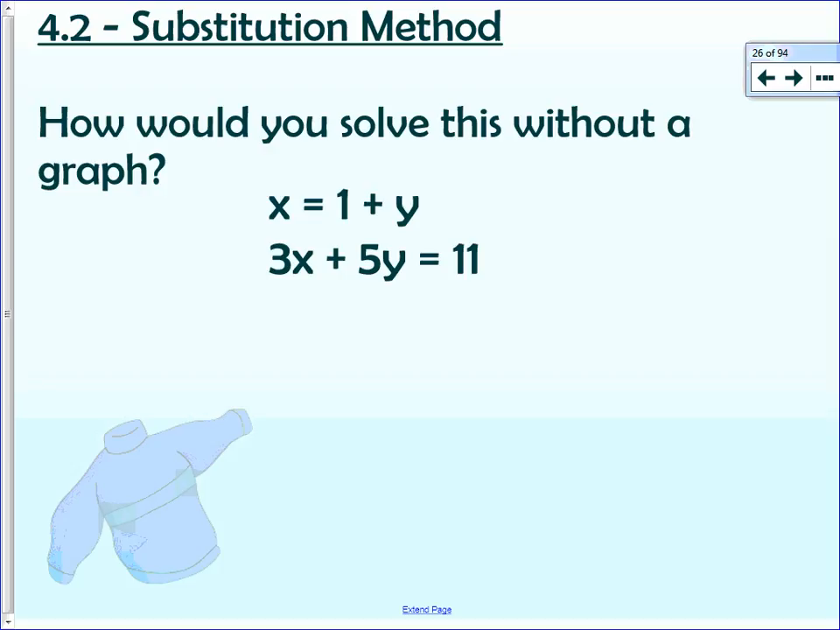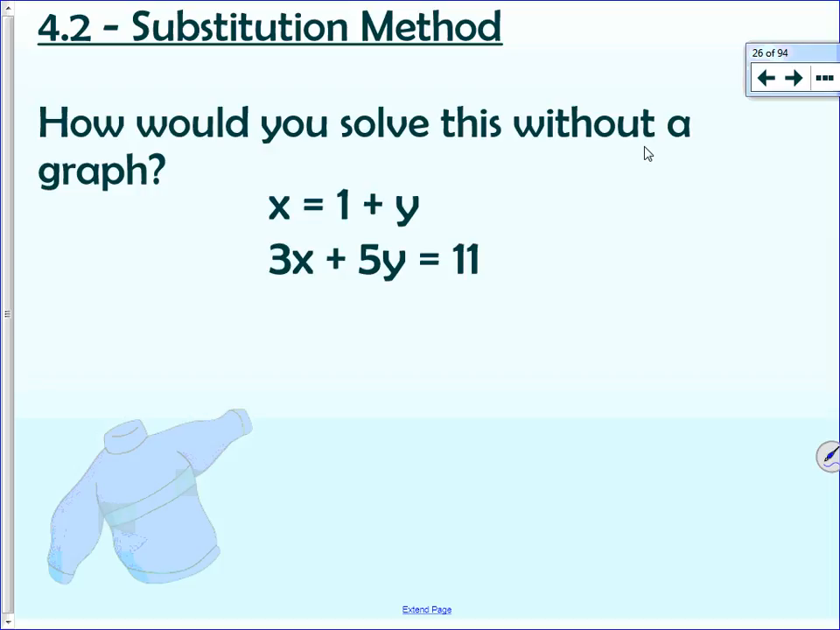So I have two equations and two unknowns, x and y, and then I have my two equations, x equals 1 plus y, and 3x plus 5y equals 11. So I know that x is 1 more than y, and I know that 3x plus 5y is 11. But I'm going to solve this without graphing. The method I'm going to use is called substitution.